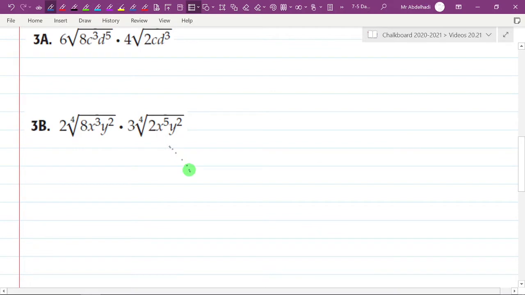So this is a 4th root. We got a 2 here and a 3 here that are outside, so let's multiply the outside numbers.